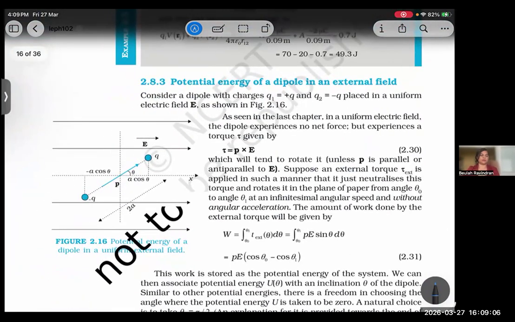Initially. Now it is the potential energy of a dipole in an external field. Like the same what we have seen, you can correlate with the electric dipole, torque on a dipole. You know this, right? The twisting force. Like this, the same, you have considered the dipole in the external electric field.